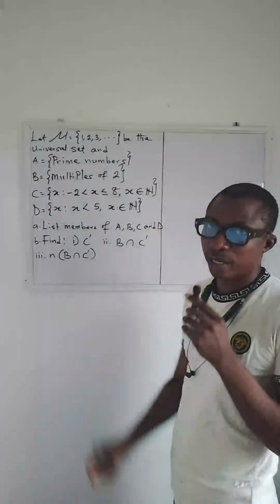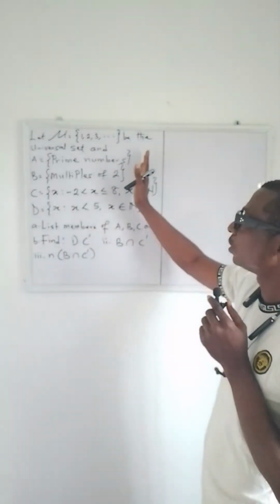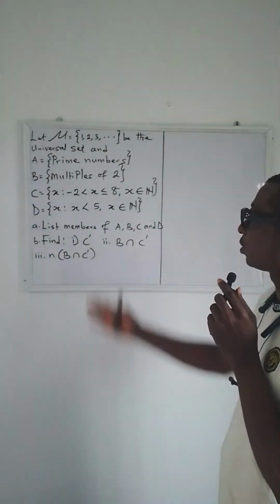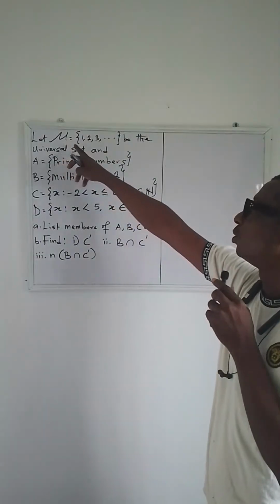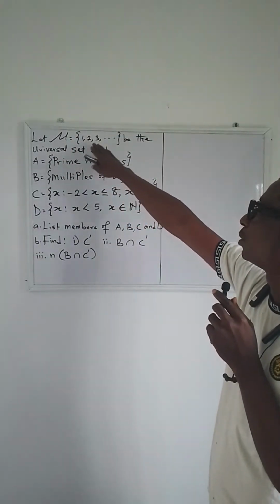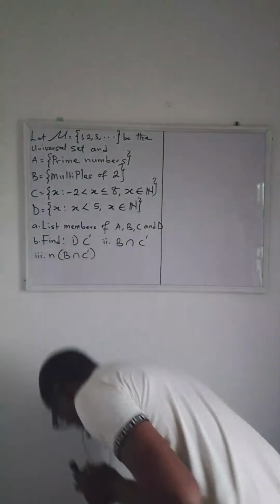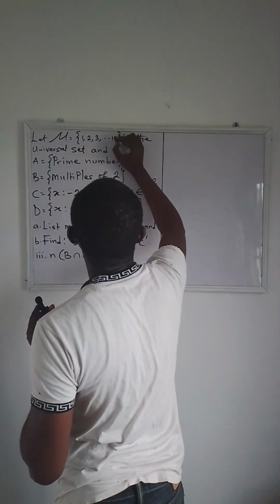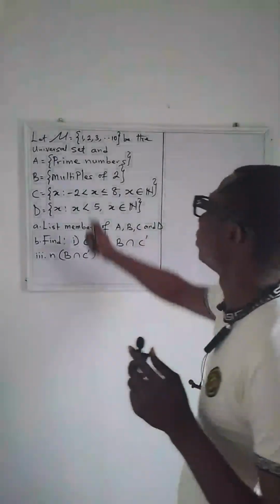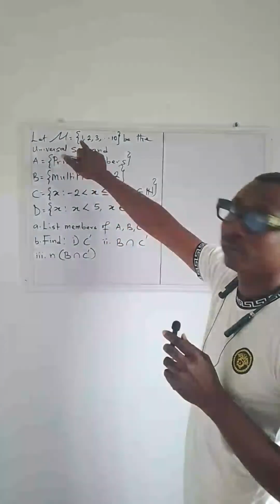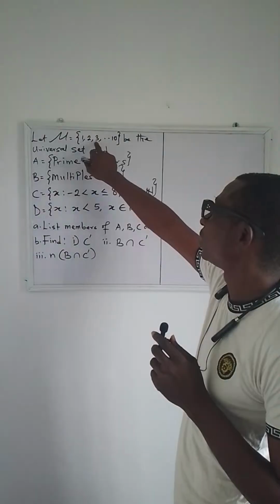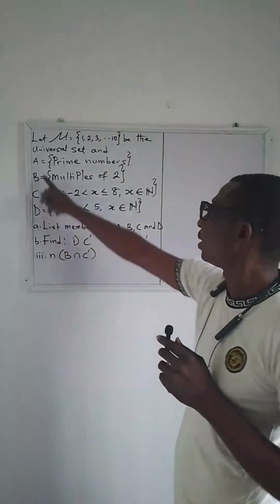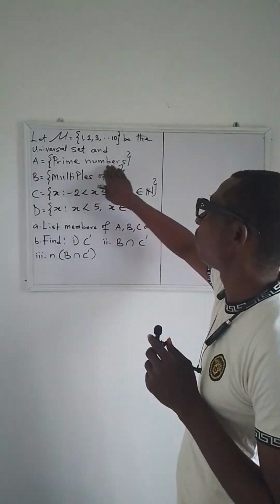Let's look at the question we have on the board. This question is under set theory. Let U be the set of 1, 2, 3 down to 10. It's a finite set. U, the set of 1, 2, 3 down to 10, is the universal set.